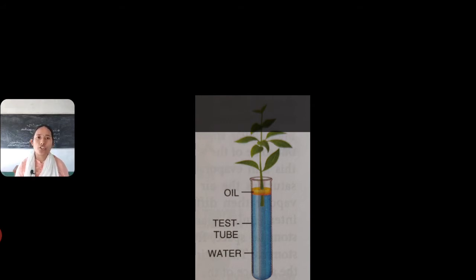You have to take the measurement after. So you understood the setup: test tube, fill it with water, insert the shoot, then put a few drops of oil on the surface of the water.